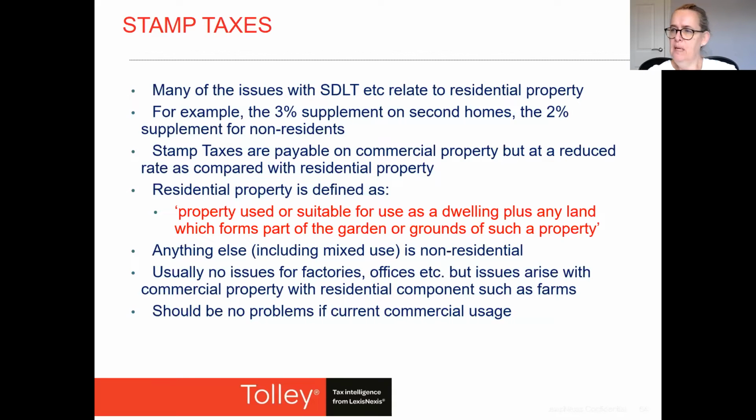And I suppose the biggest problem that I see is where perhaps you've got someone who is buying a farm, a property with land associated with it, where perhaps the previous farming activities have lapsed because the previous farmer had become unwell or something similar, and there is no current commercial usage. If there has been relatively recent commercial usage, then you should be okay. But if there is not, then there may well be problems.